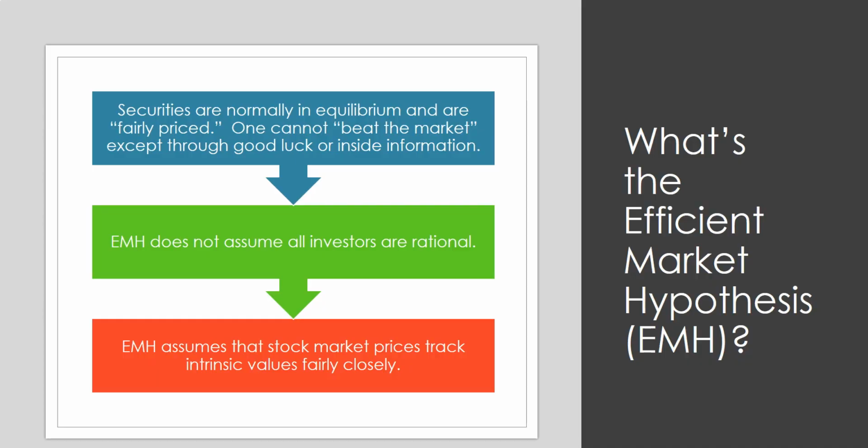So what is the efficient markets hypothesis? The efficient market hypothesis says that securities are normally in equilibrium and that they are fairly priced, and that it's difficult to beat the market for any reason other than good luck or inside information. It does not assume that investors are rational, but it does assume that stock market prices are a fair representation of intrinsic values.